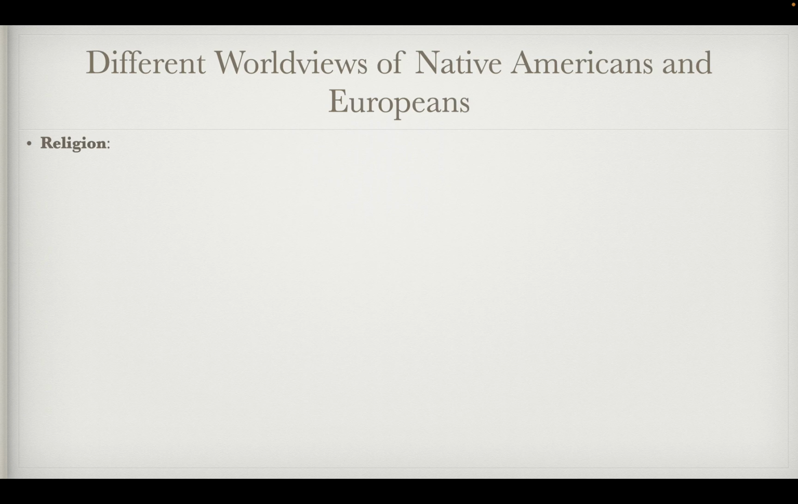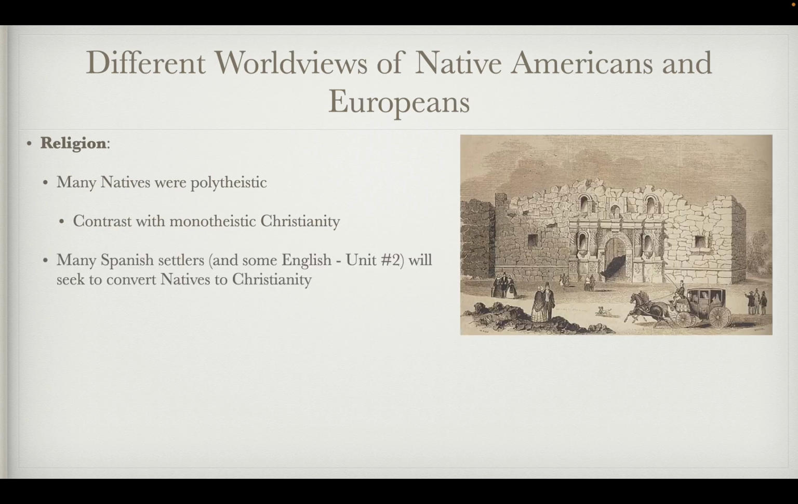When it comes to religion, many Native Americans were polytheistic. And that's going to be contrasted with the monotheistic Christianity. So right off the bat, there's going to be a difference in religion between Native Americans and Europeans, especially the Spanish Catholics that we're talking about in period 1.